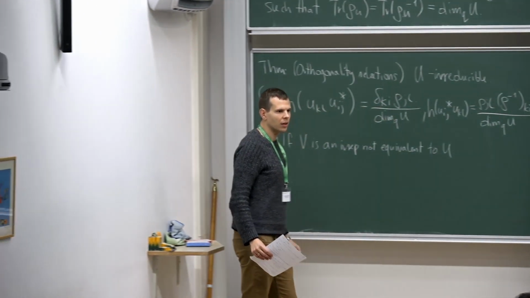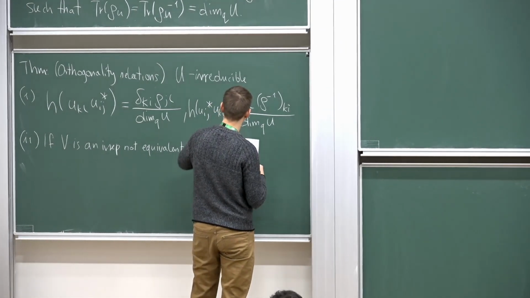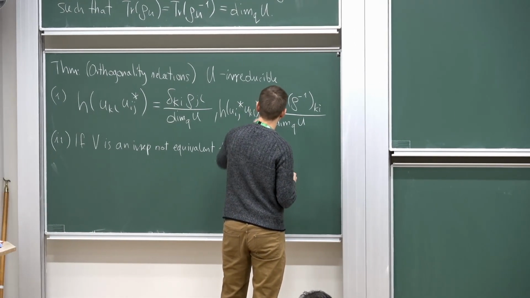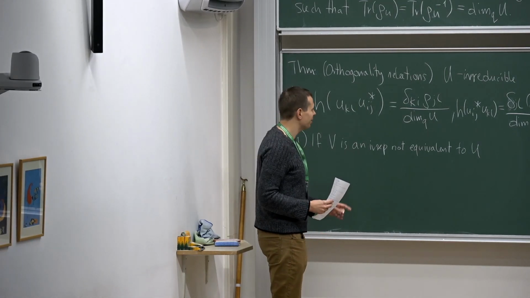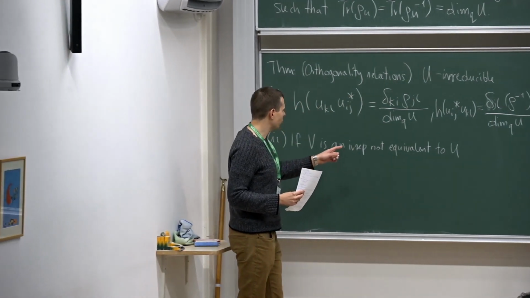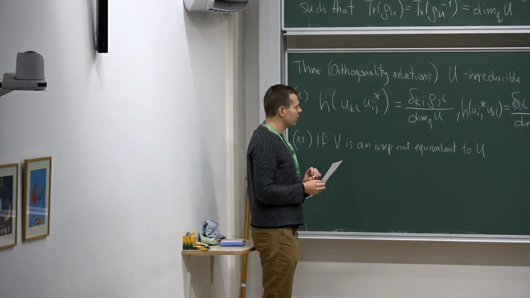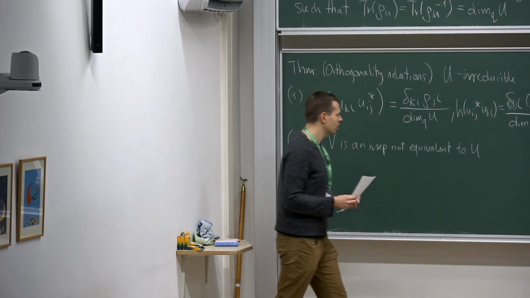Yes? So that's a delta, yes. Rho is somehow too similar to delta. That's a delta. So if V is an irreducible not equivalent to U, then its coefficients are orthogonal to the ones of U.